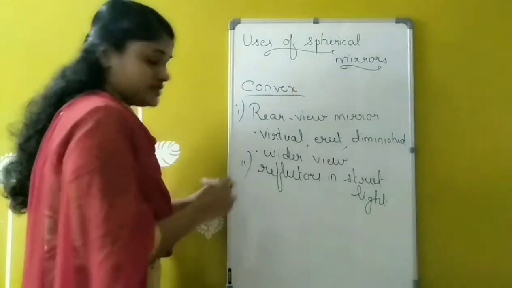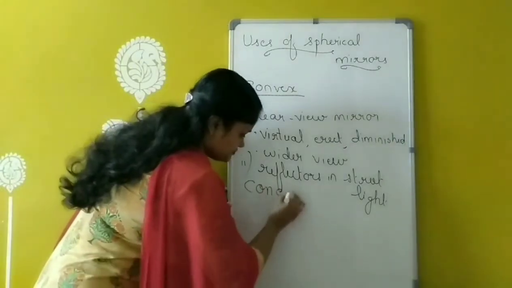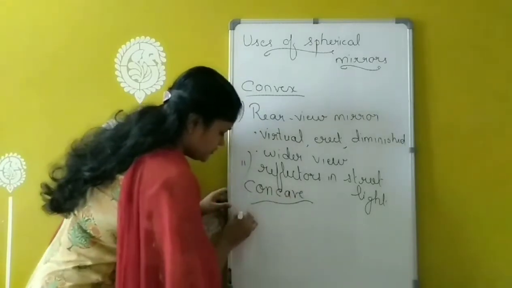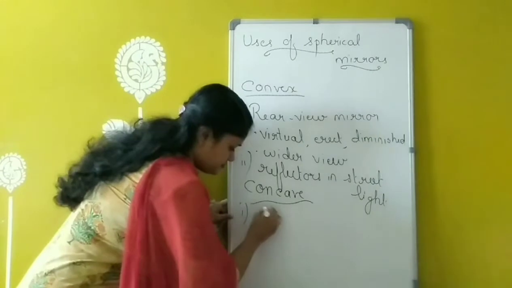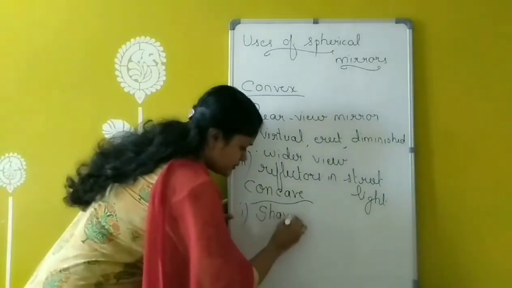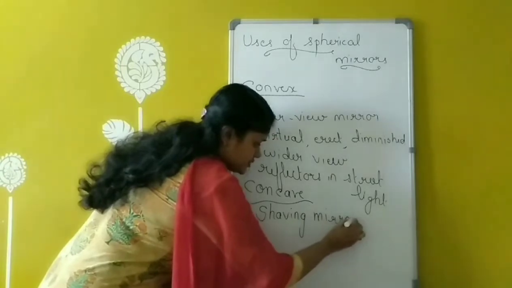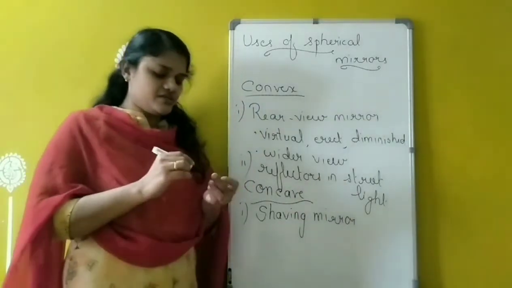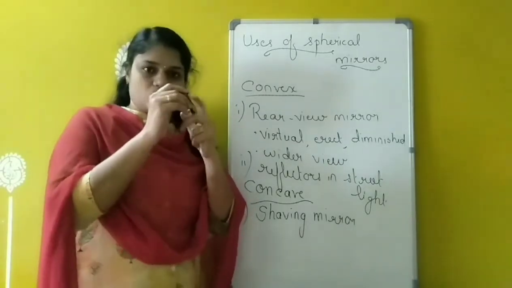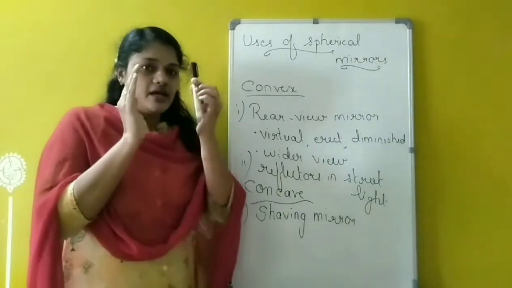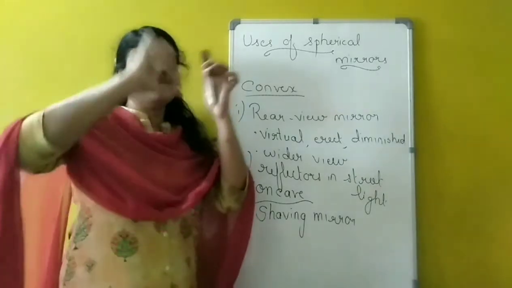The next one, we have to study the uses of the concave mirror. A concave mirror is mainly used as a shaving mirror. The reason is whenever the object is near to the concave mirror, suppose this is the object and the concave mirror is here, and if the object is near to the concave mirror, this mirror can produce an enlarged image.